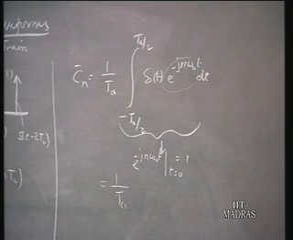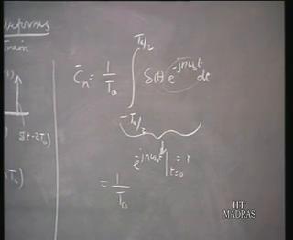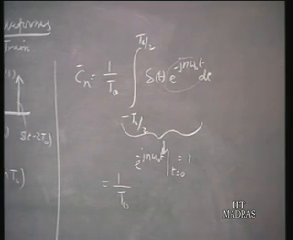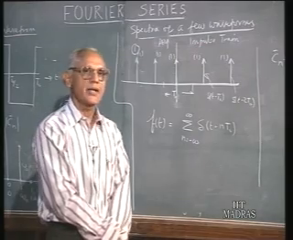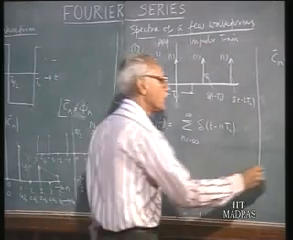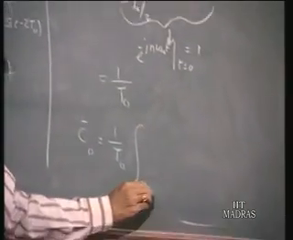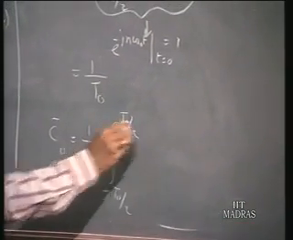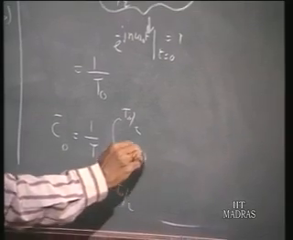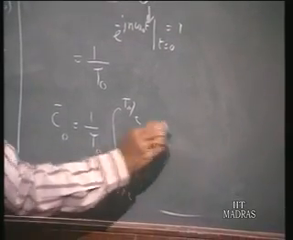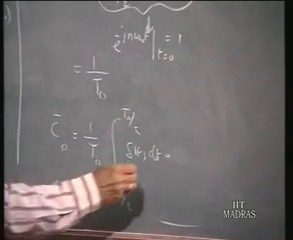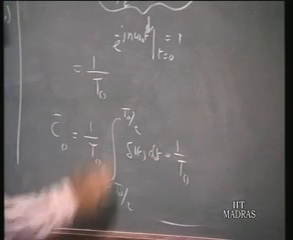Normally when we evaluate the Fourier coefficients, it would be advisable for us to verify if the general expression for Cn is also valid for n equals 0. So if you want to do it independently, this is 1 over t naught, integral from minus t naught upon 2 to t naught upon 2, delta t dt. Certainly this is equal to 1, therefore this is 1 over t naught.